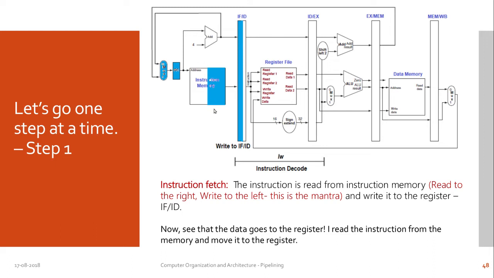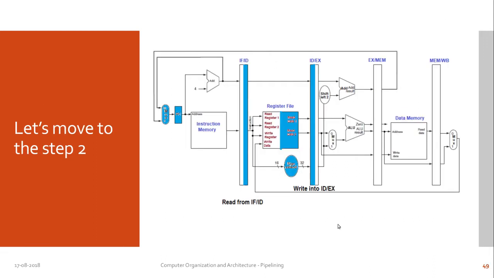So I have read the instruction from instruction memory. It is represented by the right side. I have written the instruction into the IF/ID register, so I represented it by highlighting the left side of the register. This is the first step in the tracing. This is very important. Let's go to the second step.